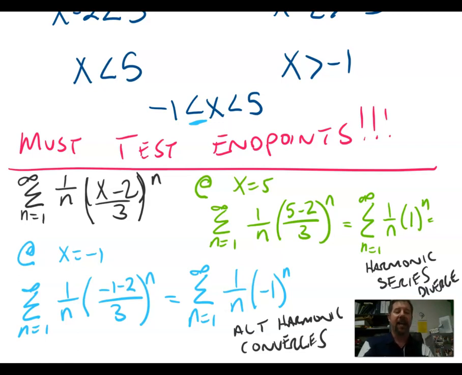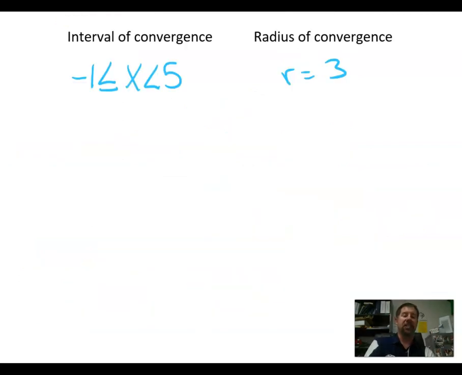So here is my interval then and radius of convergence. The interval of convergence is from negative 1 to 5, including negative 1, but not 5. And then again, the radius is half the interval. To go from negative 1 to 5 is 6. So if I divide that by 2, my radius is 3.